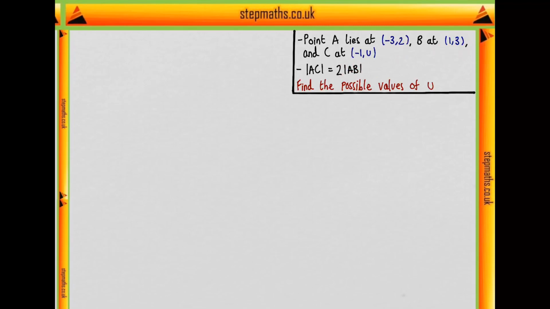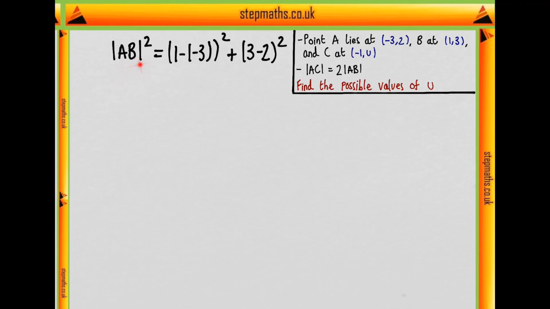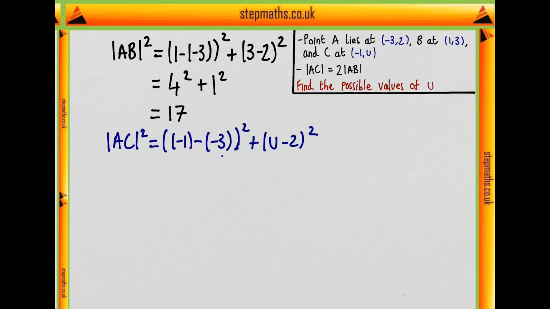so we should just get a number out. By Pythagoras, distance AB squared is equal to the difference between 1 and -3, which is 4, squared, plus the difference between 3 and 2, squared. So 4 squared plus 1 squared, that's 16 plus 1, which comes to 17. From this we can work out the distance AB if we want, just by taking the square root, but we won't for now. And we can do similar for AC squared.